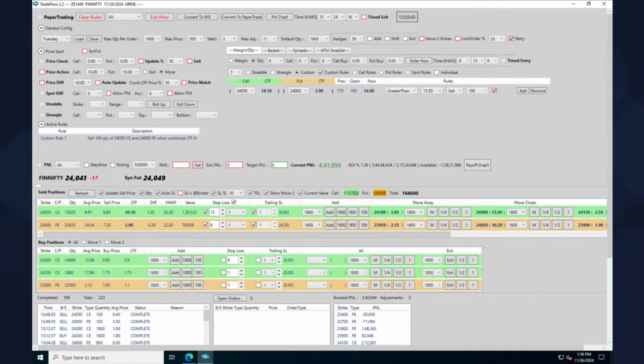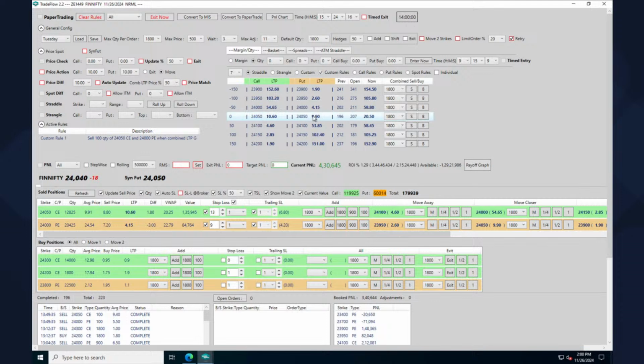Yeah, synthetic future is basically calculated using the premiums of the options. Now I think I can actually demonstrate. So if you go to straddle here, right? FINNIFTY is at 040, but the options premiums of these two are equal, which means that the synthetic future is actually at 24,050.